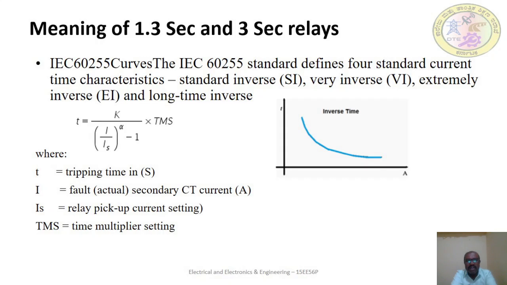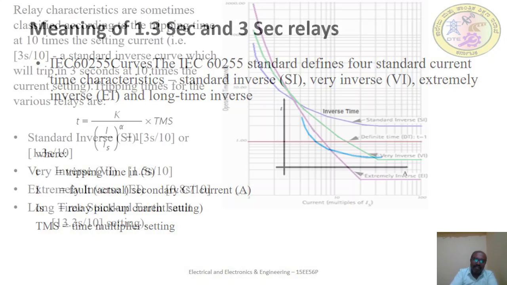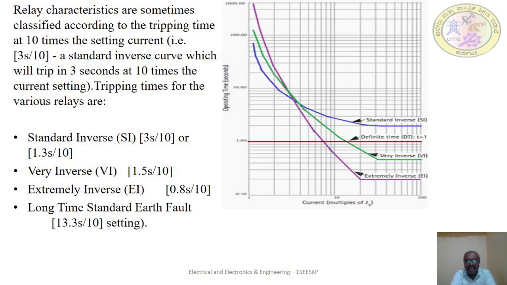By using the formula T is equal to K divided by (I divided by IS) to the power of alpha minus 1, into TMS, where T is the tripping time in seconds, I is the fault current actually seen on the CT secondary, IS is the relay pickup current setting, and TMS is the time multiplier setting. By varying these parameters, you can see in a diagram, relay characteristics are sometimes classified according to their tripping time at 10 times the current setting.